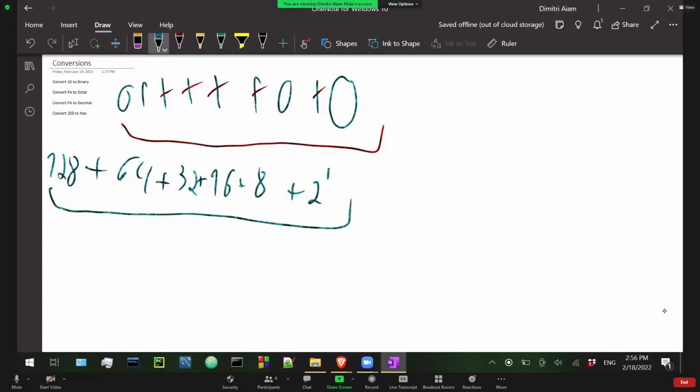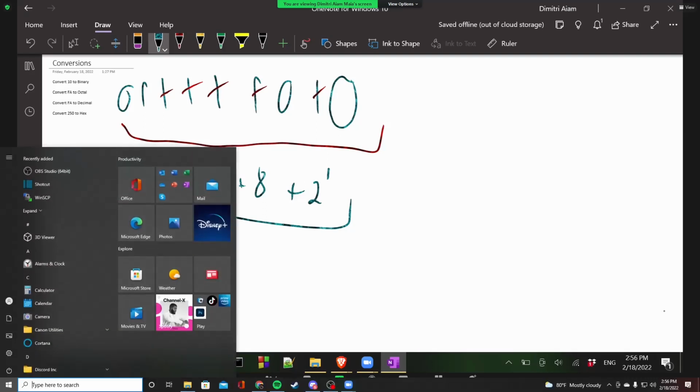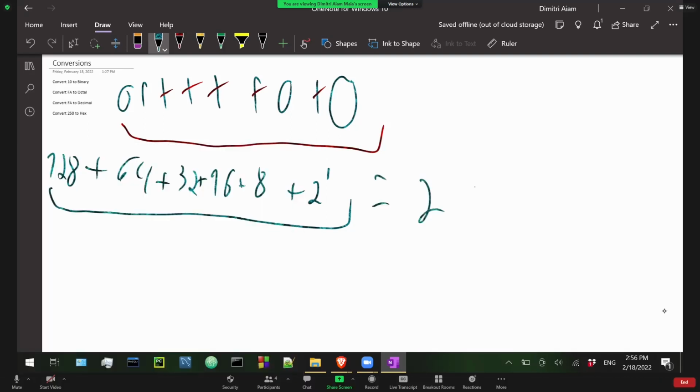I have no idea what this number is. I think it's 250. Let me see. 128. Time to get the programming calculator out. I always use it to double check. Yep. Okay, 250. Right. Okay, I'm starting to get it.